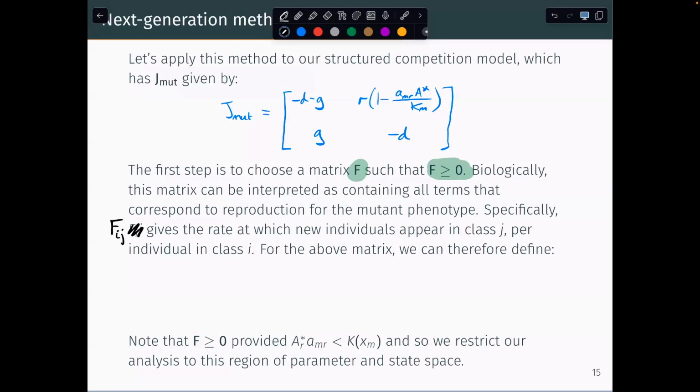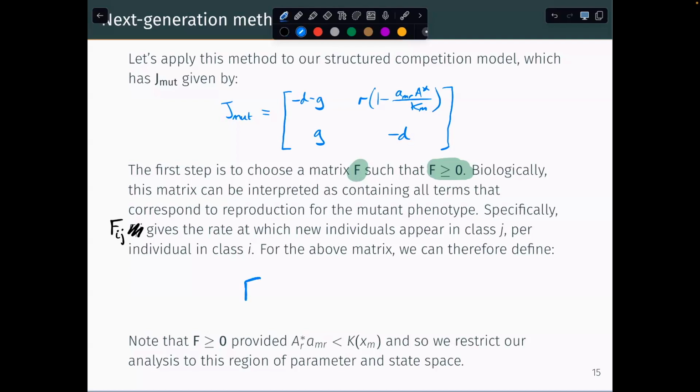Okay, so what we're going to do is we're going to say, it should be F, i, j. We're going to say that this matrix F is just going to contain all terms from our mutant Jacobian that correspond to reproduction for our mutant phenotype. In other words, this is birth of new individuals, or if this was an infectious disease, it would be transmission, so new infections, new mutants that are arising. And when I say new mutants that are arising, I'm talking about reproduction of those mutants, not mutations. Okay, so we've already had our mutation. Now I'm going to see, is that mutation going to spread? Is it going to grow? So F is just going to contain terms that correspond to births. So F sub ij, the ijth element of this matrix F, is going to give us the rate at which new individuals appear in class j per individual in class i.